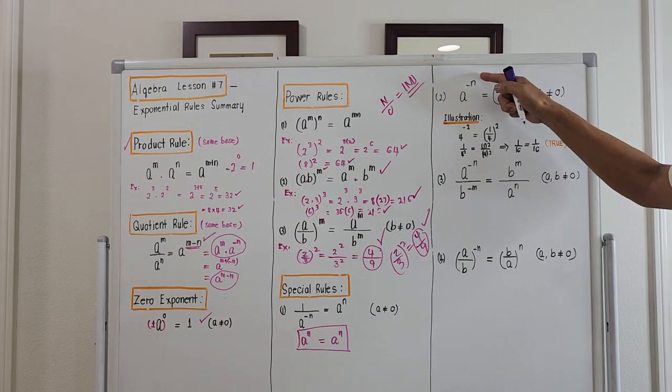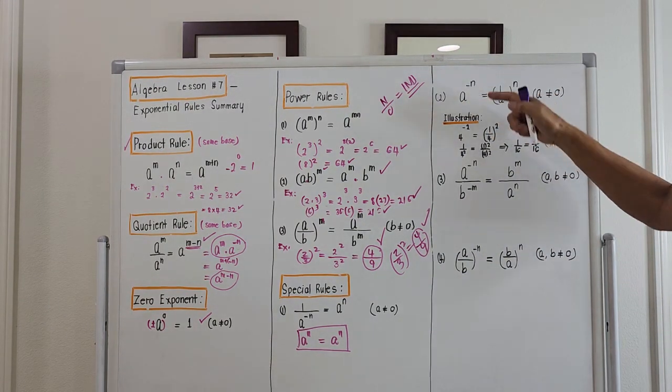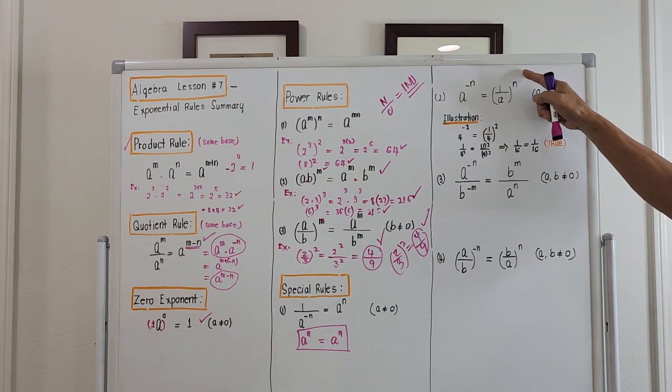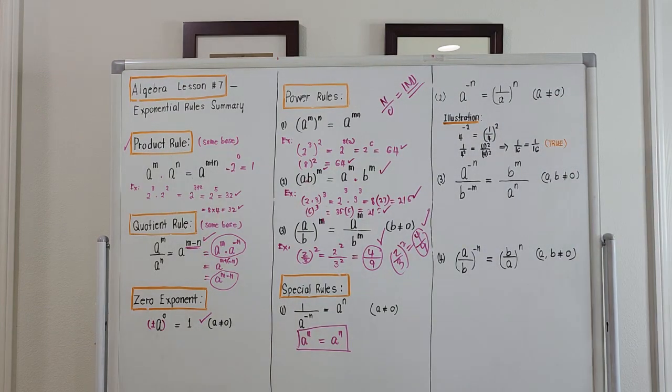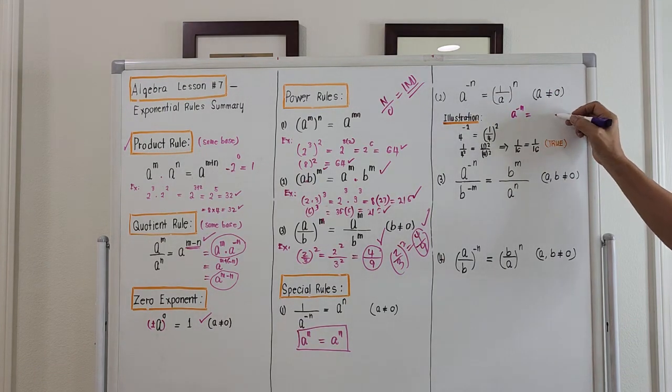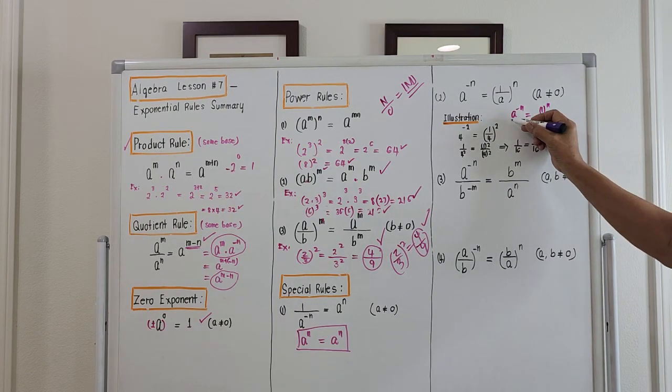a to the minus n, it's the reverse, right? This a to the minus n is not under the denominator. a raised to minus n is equal to 1 over a raised to n, with the given condition a not equal to 0. I think this one is a little bit controversial. Because if we try to simplify a to the minus n, this will become 1 raised to n all over a to the n, right? This is actually over 1.